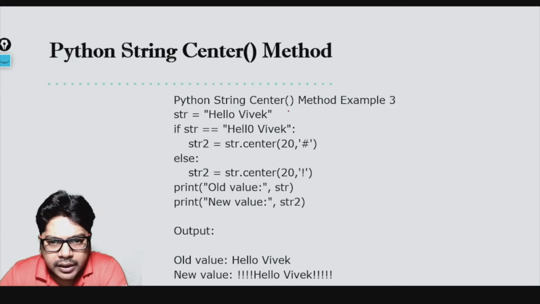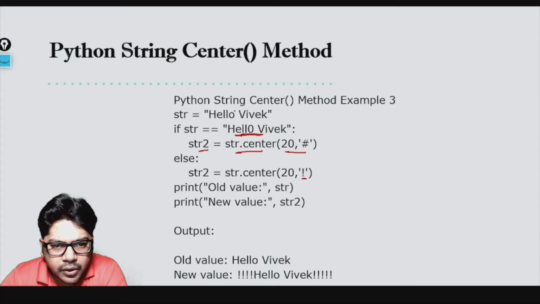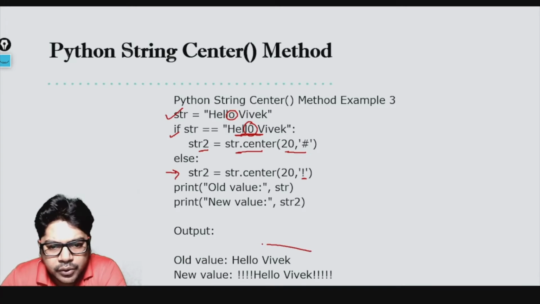This is the third example. Here, if str equals hello Vivek, then we write str2 equals str.center(20, '#'). Otherwise we write 20 comma exclamation mark. Now you see the string that we have given has the letter O, but here we have mentioned 0. So the condition is going to be false, it is going to go into the else part, and we are going to get the exclamation mark.